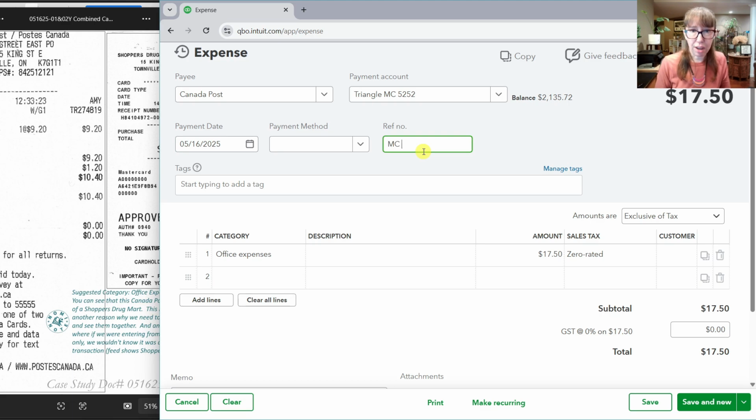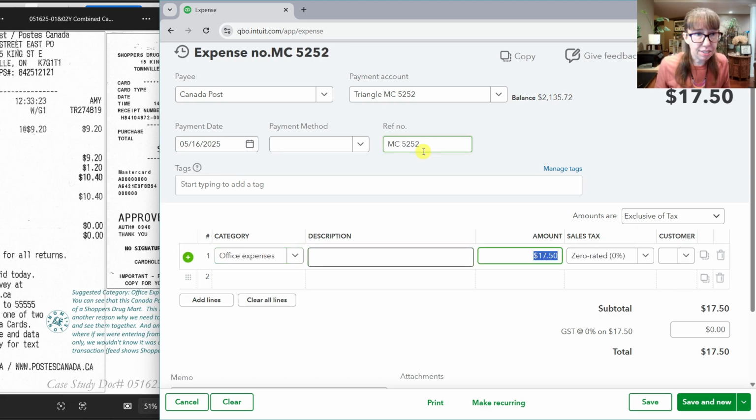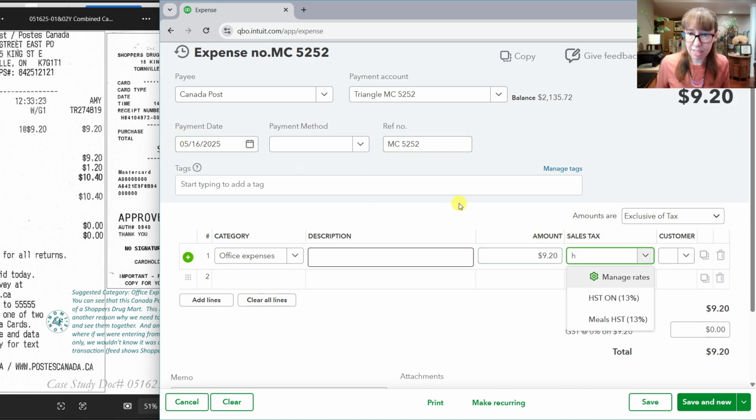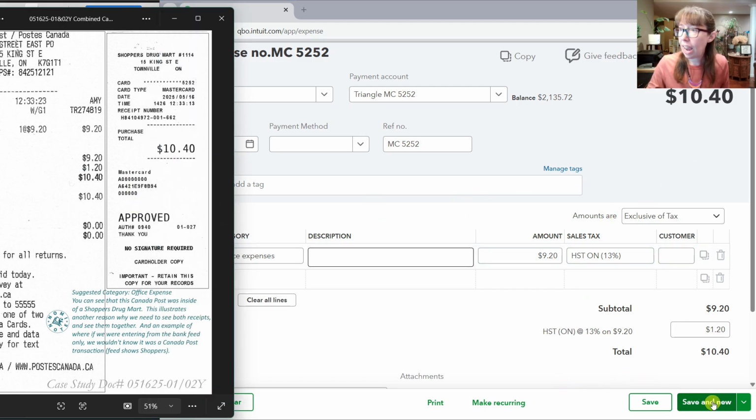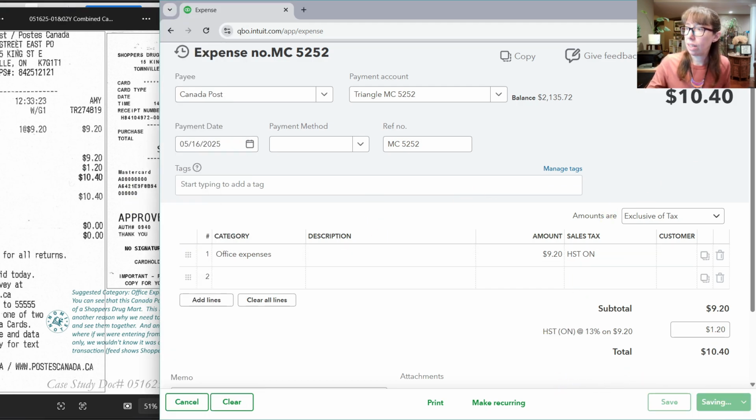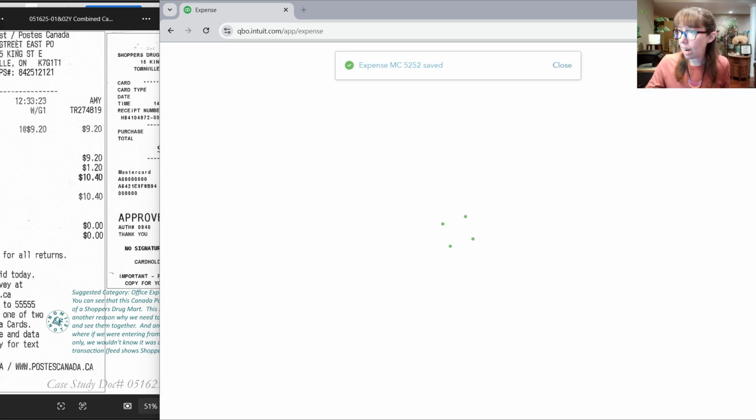And again, I just go MC5252. Office expenses is fine, and that's because we have exclusive of tax. I'll put the pre-tax amount of $920. I'll say that there's HST on that, and that does come to the 1040, and I'm going to go save and new. We'll take a look at what is next.